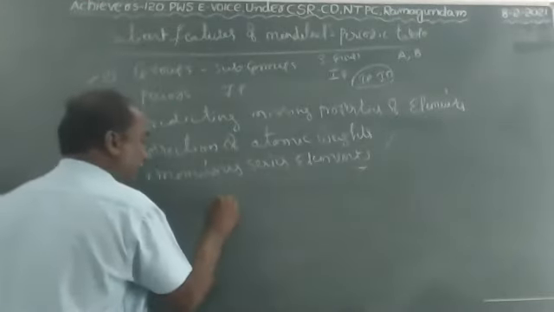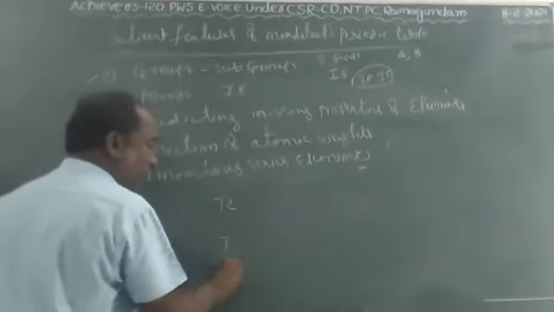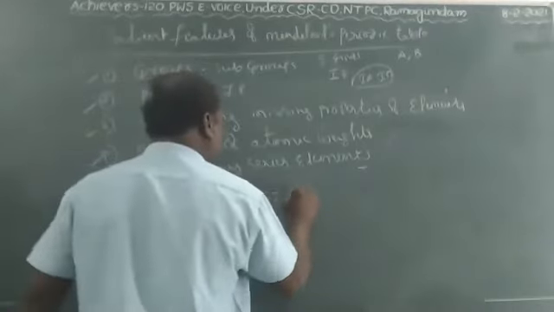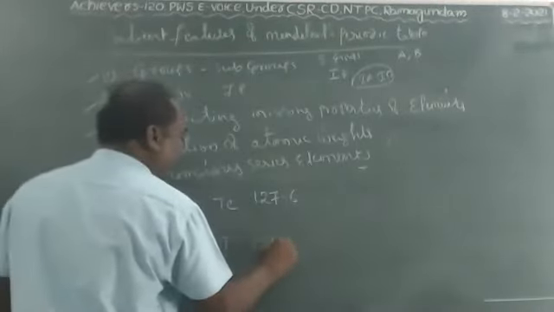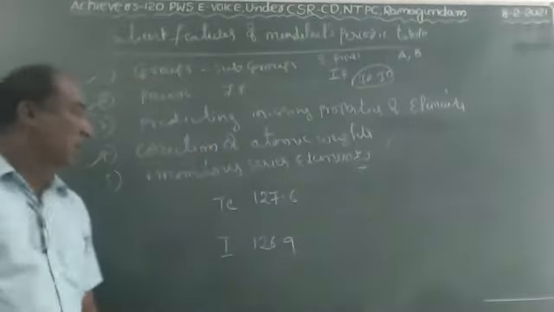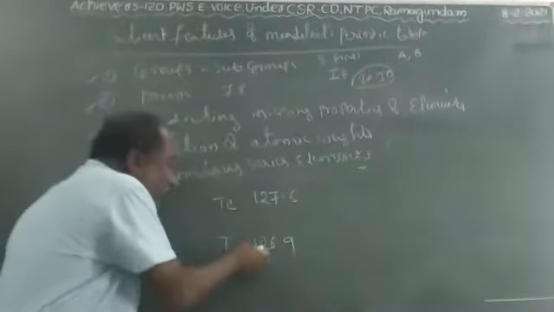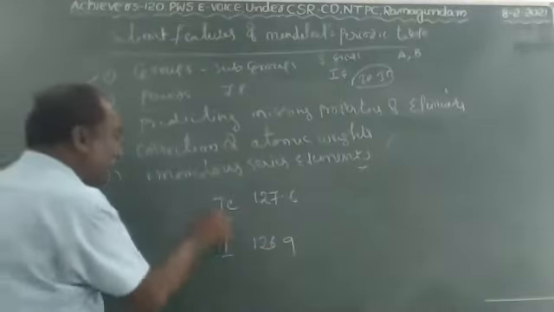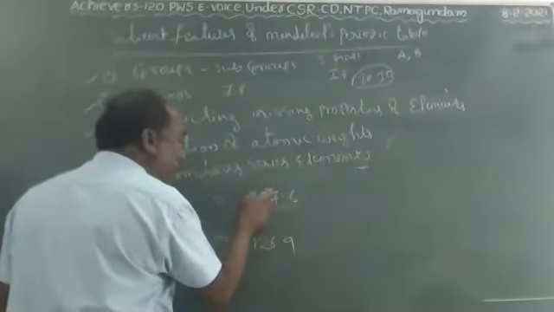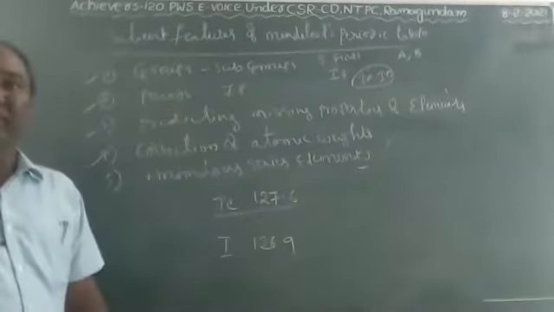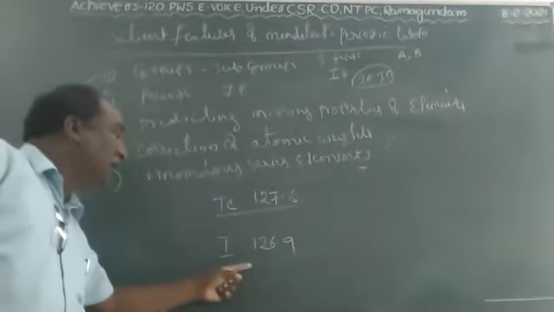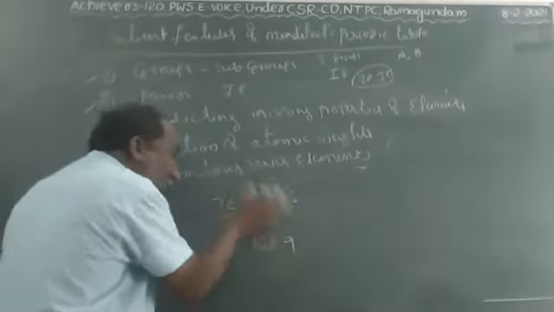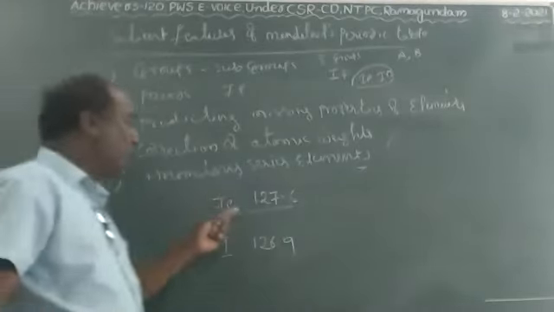The examples of these elements are tellurium and iodine. Tellurium's atomic weight is 127.6, and iodine's is 126.9. Actually, iodine should be written first, then tellurium. But Mendeleev placed the element with the highest atomic weight first, then the lowest. Due to this, their properties are exactly suitable in that place. Actually, it is the wrong way.